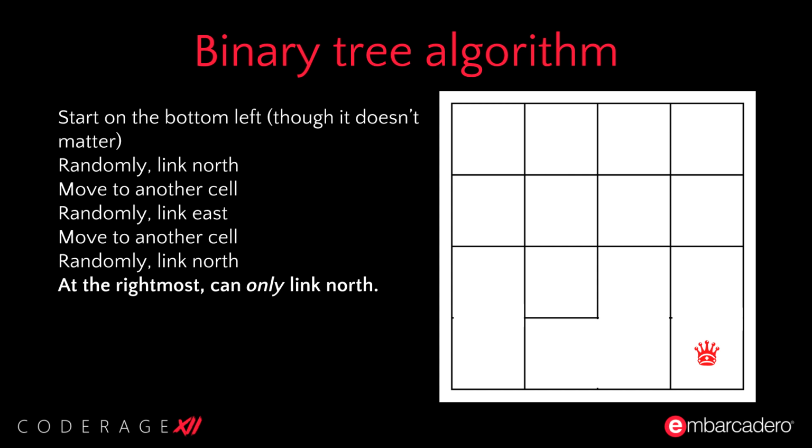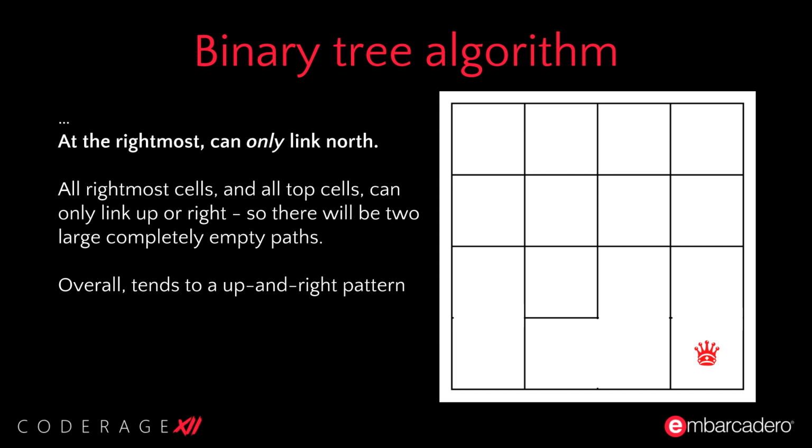Now we'll move to another cell, and at the rightmost one, the choice is no longer random between east and north. It can only link north. Now all rightmost cells and all top cells can only link either upwards or right. So that means that this algorithm is going to give two large, completely empty paths. The other thing about this algorithm is that overall it's going to tend towards an up and right pattern. That's because it only chooses between linking up and right.